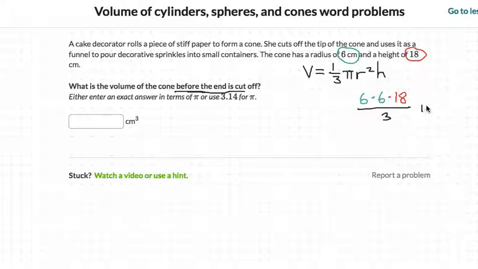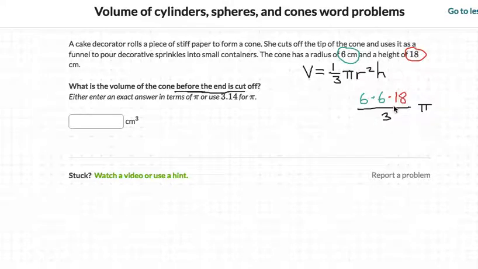Okay, and we're not told anything about the measurement of how much was cut off. So we know that this is not after the end was cut off or anything like that, because we aren't given any dimensions of that. This is exactly what we're being asked for. So now that we have it all set up like this, right? Our 6 times 6 for the radius, our 18 for the height, and then dividing it by 3 for the 1/3, we have it all set up.